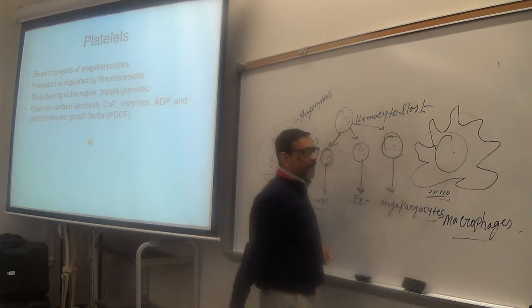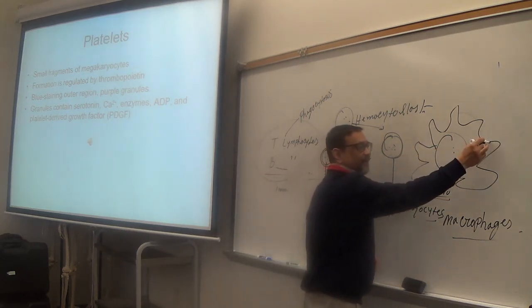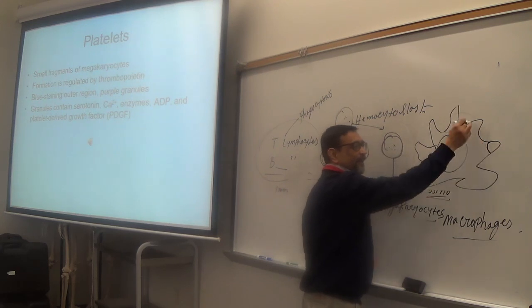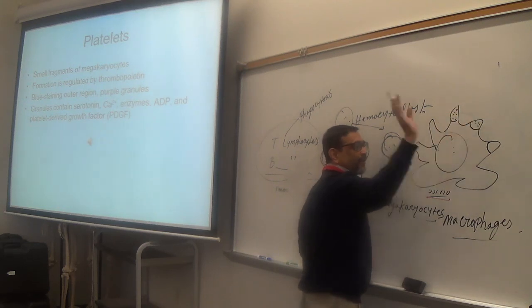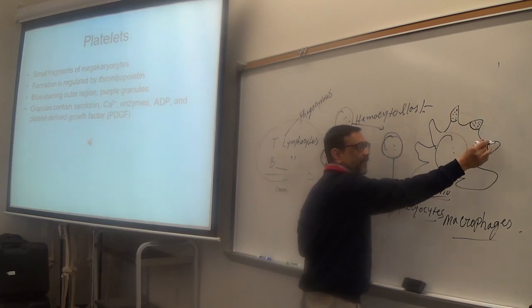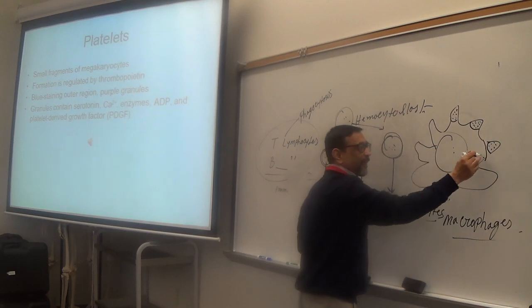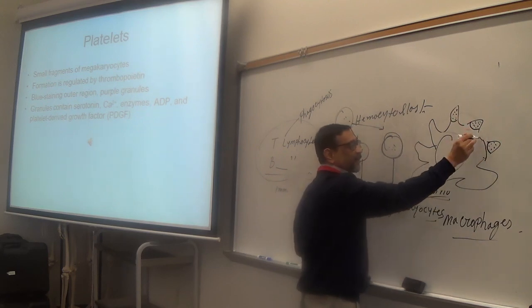Nucleus. What happens? Megakaryocyte, a tiny part of megakaryocyte with some cytoplasm and granules, no other organelles. Small amount of cytoplasm and some granules, they get detached from the megakaryocyte, detached from the main body.